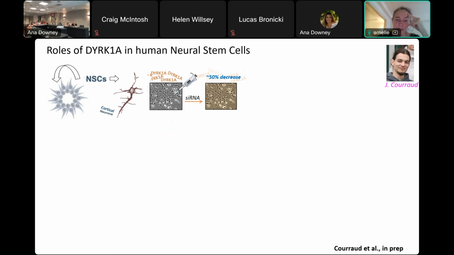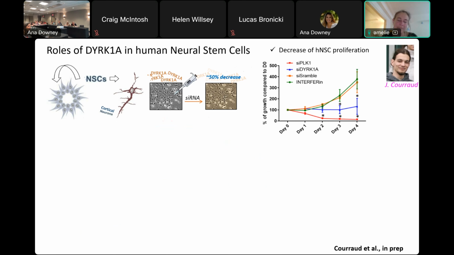So for that, we use some siRNA to inactivate DYRK1A expression. It leads to an inactivation of 50% of DYRK1A expression, so it can mimic a bit the haploinsufficiency, even if we know that this inactivation can be heterogeneous between the different cells.